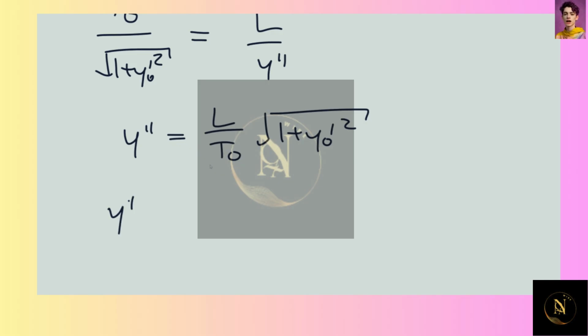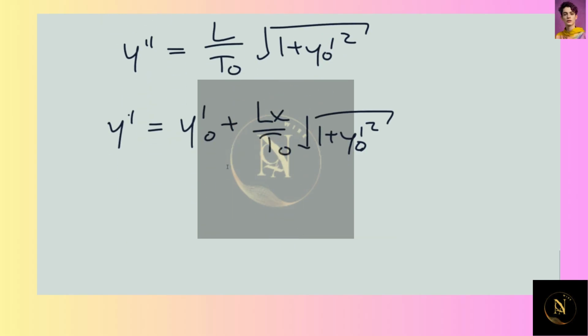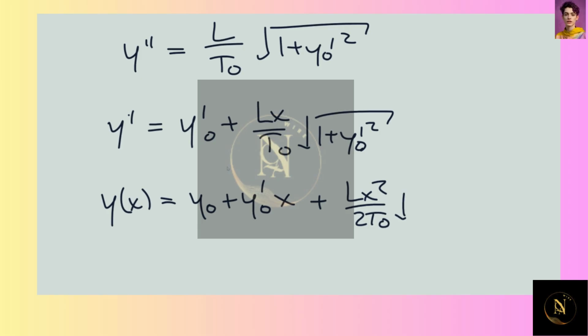y dash is going to be the integral of this with respect to x. y dash naught plus Lx over t naught root 1 plus y naught dash squared. And now integrating one more time, we get y of x is y naught plus y dash naught x plus Lx squared over 2t naught root 1 plus y naught dash squared.